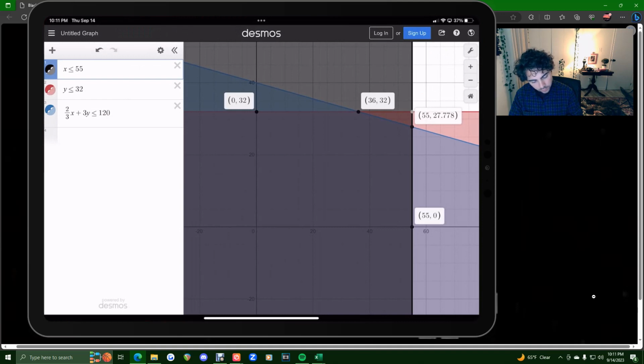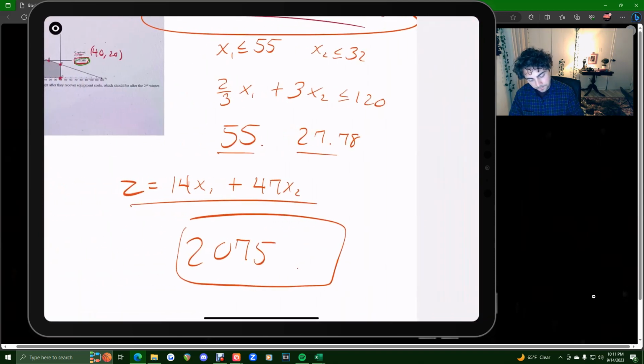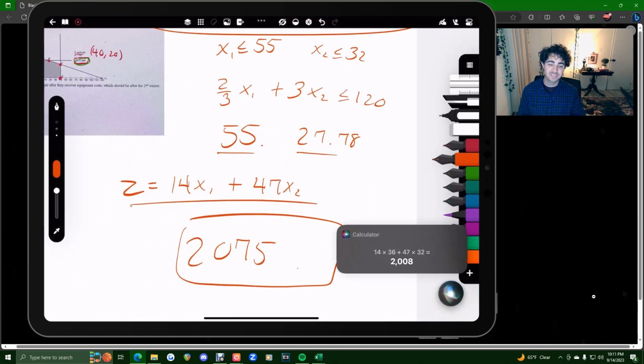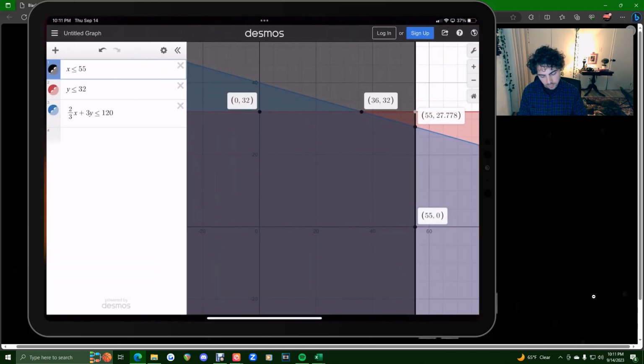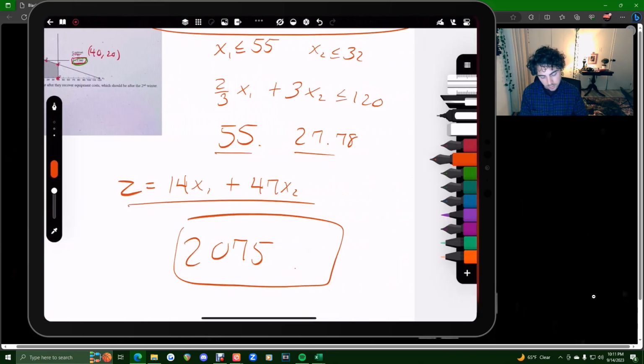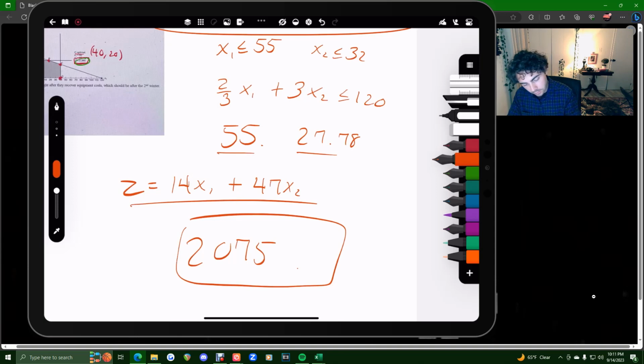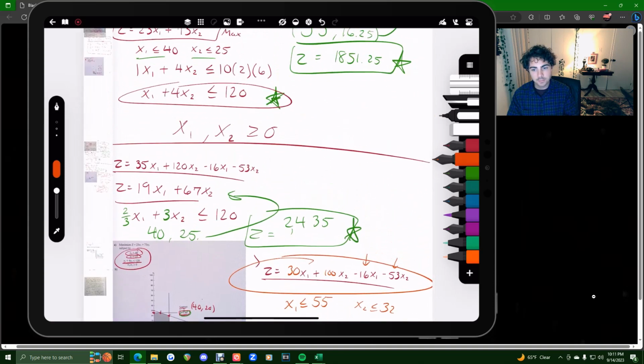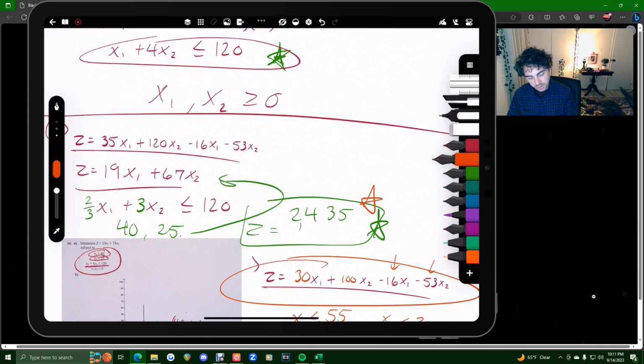55 times 0, that wouldn't do it. How about 36 and 32? That may. 14 times 36 plus 47 times 32. The answer is 2008. It's kind of close, but no. And then definitely not the other one. Okay, so I think this would be our max profit that we could get with B and C's constraints combined, and this still is not as great as the original profit. So our best bet is just making the changes for part C.